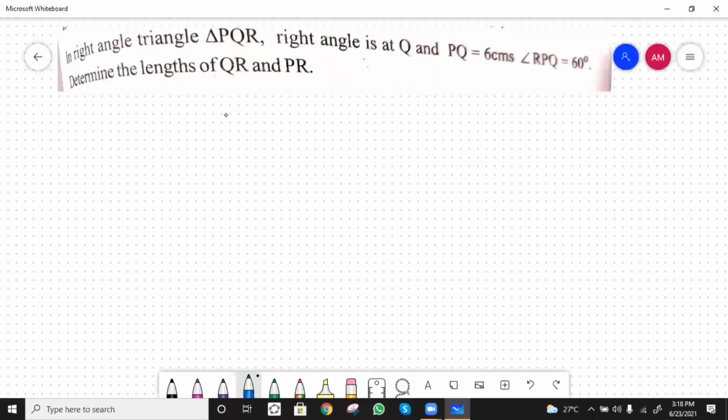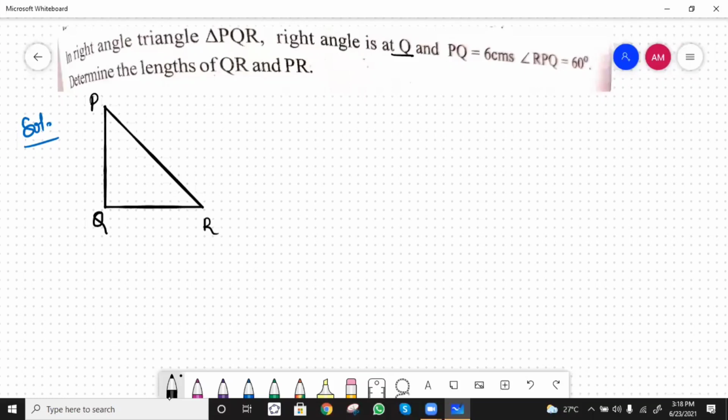In a right angle triangle PQR, right angle is at Q. While reading the question itself, it's better if we draw the right angle triangle. Where is the right angle? At Q, so here we write Q. This is P. This is R. Clear? And they gave PQ equal to 6 centimeters.